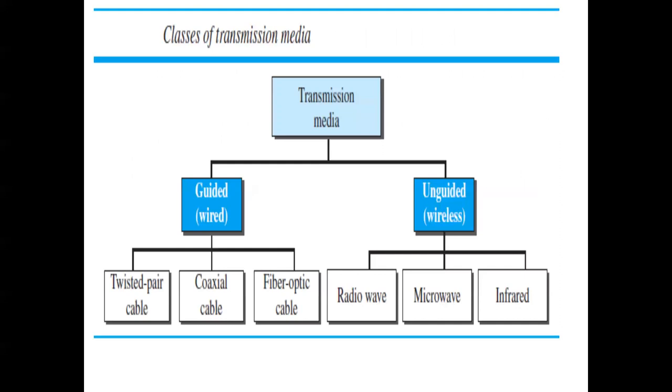The classes of transmission media. This has been obtained from the textbook that is recommended for this class. So we have transmission media guided, that is wired, and unguided, that's wireless. Under the guided, we have the twisted pair, the coaxial, and the fiber optic. And under the unguided, we have radio wave, microwave, and infrared. So basically, the rest of the slides are going to talk about these.